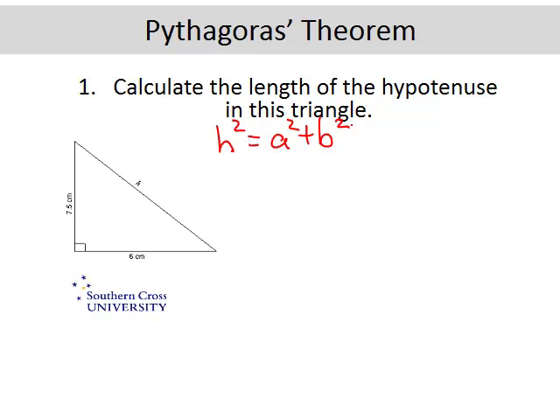Now, in the module, I say that Pythagoras' theorem is generally presented as c squared equals a squared plus b squared. But because the hypotenuse is a fairly unique side, I tend to choose the letter h. So the other two sides are 6 centimetres and 7.5 centimetres. So we can substitute in those other two sides. So that's 7.5 squared plus 6 squared.